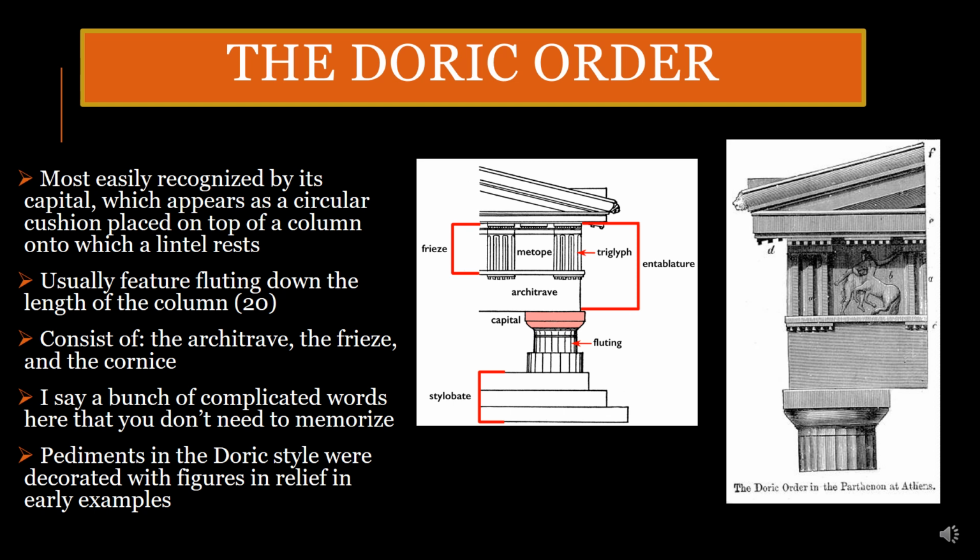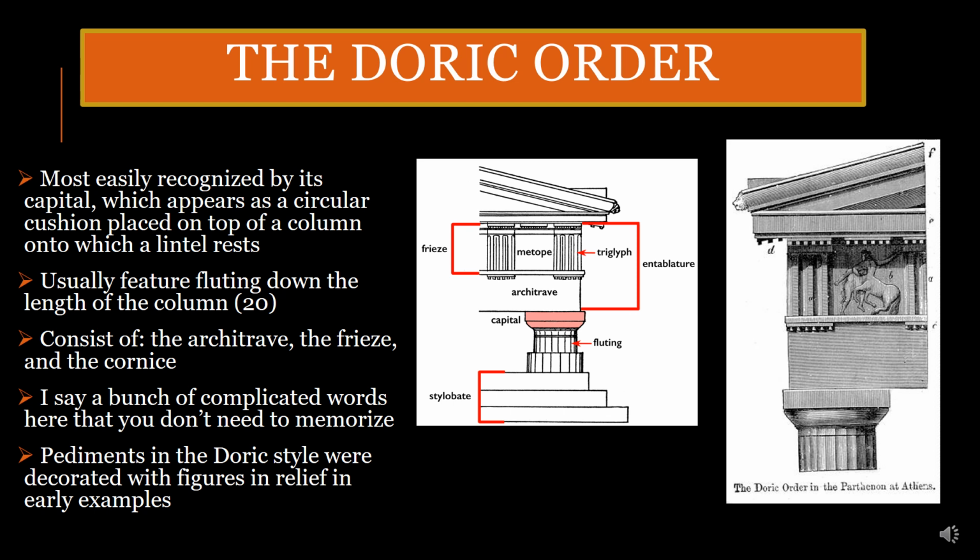Doric entablatures consist of three parts: the architrave, the frieze, and the cornice. The architrave is composed of stone lintels that span the space between columns. On top of this rests the frieze, one of the major areas of sculptural decoration. The frieze is divided into triglyphs and metopes.